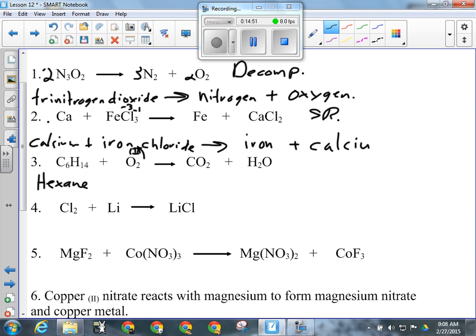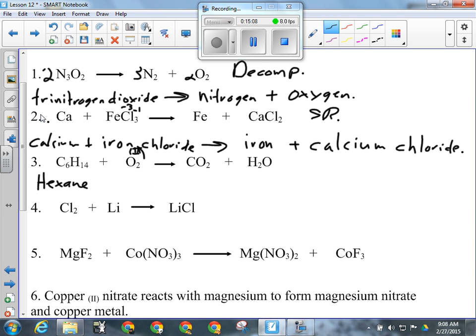Now, do I need to put a Roman numeral on iron when it's an element? No, because it doesn't have a charge when it's an element. The number of protons and electrons are equal, so it doesn't have a charge. So we don't use a Roman numeral if it's by itself.